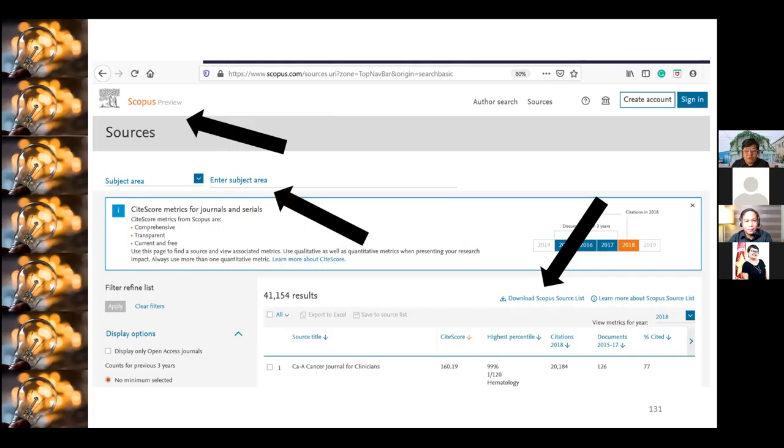Okay? So if, for example, your target journal is a Scopus indexed journal, and if you want to verify it, then you can go to this link, okay, and you can simply type the name of the journal or download the Scopus source list so that you have an idea of the current indexed journals under Scopus. Okay, so ito yung importance ng site ng Scopus.